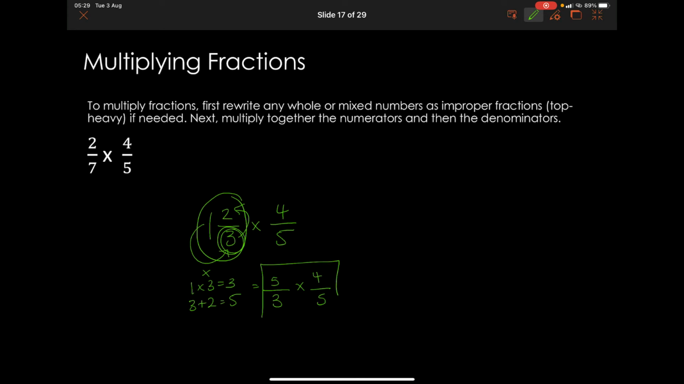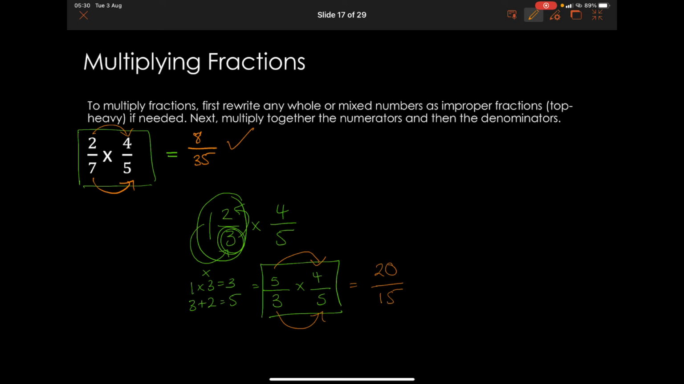Now, once you've got this fraction or this one up the top here, it's really, really easy. All you do is multiply 2 times 4, which is 8, and 5 times 7 is 35. So that would be your answer for that one. And then for this one here, you just do 5 times 4, which is 20, and 3 times 5, which is 15. Now, so all you're doing is multiplying across. There's no cross multiplication. There's no finding the lowest common denominator. All you've got to do is multiply the top numbers together and the bottom numbers together.